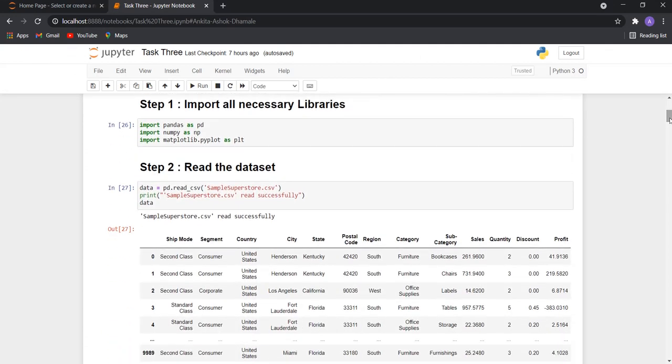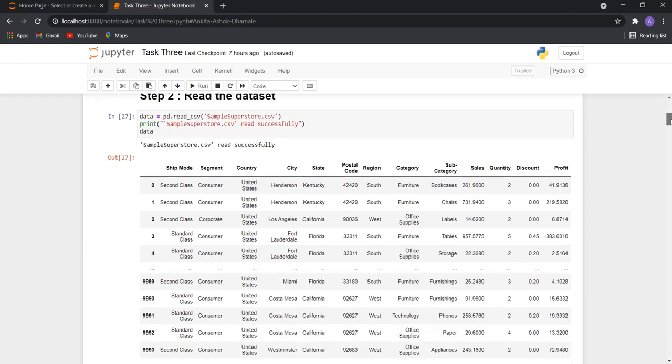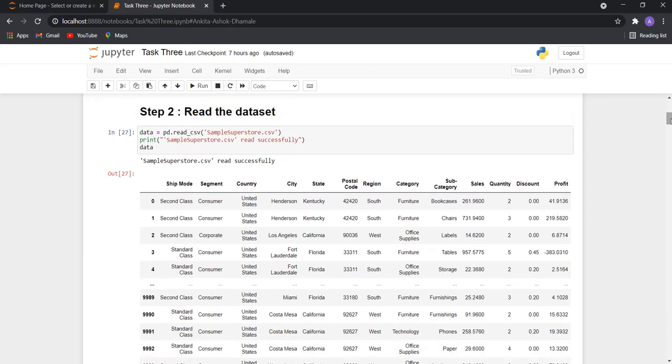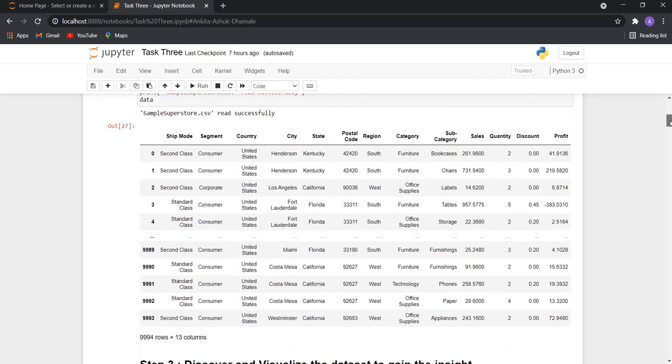Initially, we need to import all the required libraries. Here I have imported pandas, numpy and matplotlib. Next up, we need to read the dataset by read CSV. So here is the CSV file.